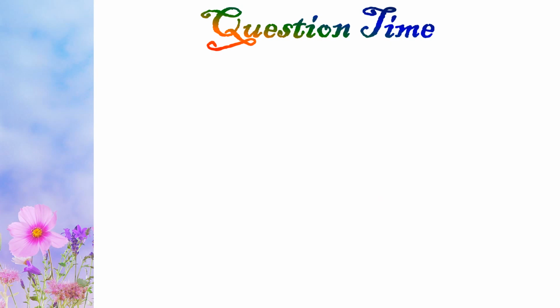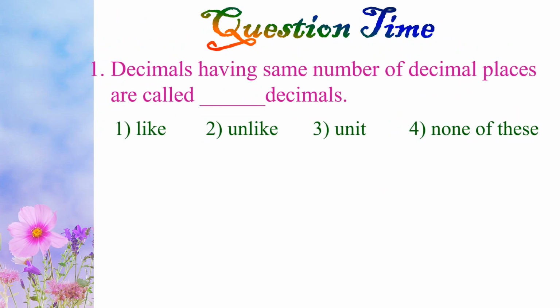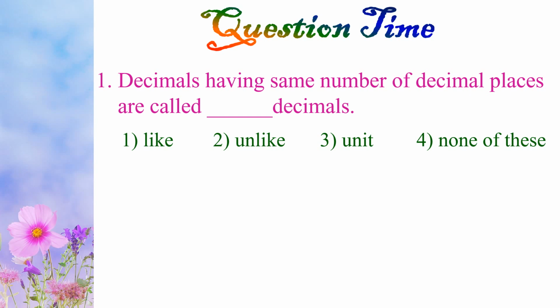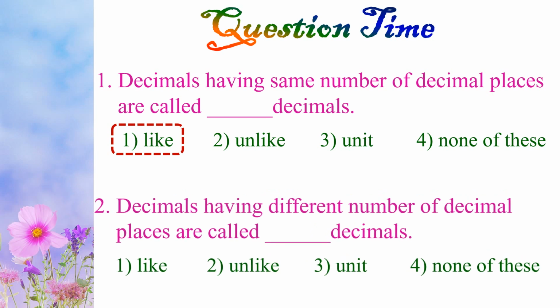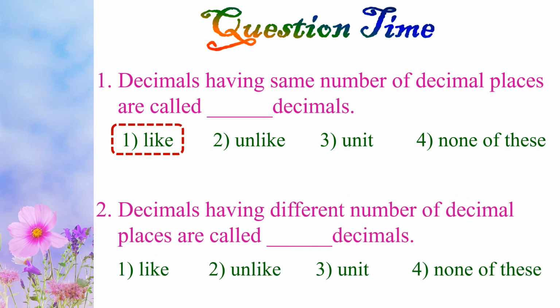Now it's question time. The first one: decimals having the same number of decimal places are called dash decimals. The answer is like decimals. Second one: decimals having a different number of decimal places are called dash decimals. Very good, unlike decimals.